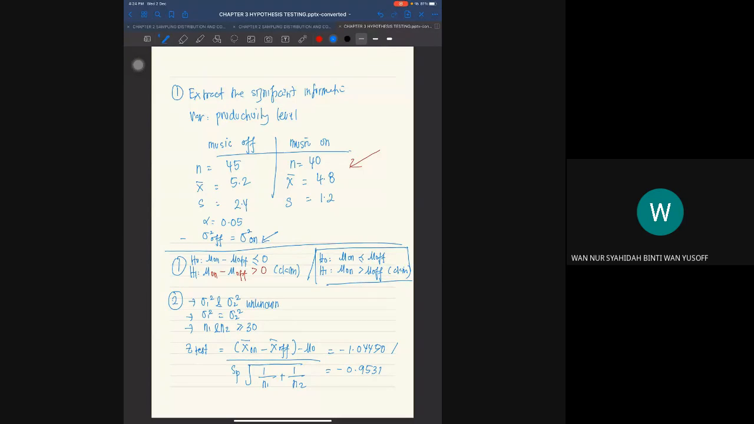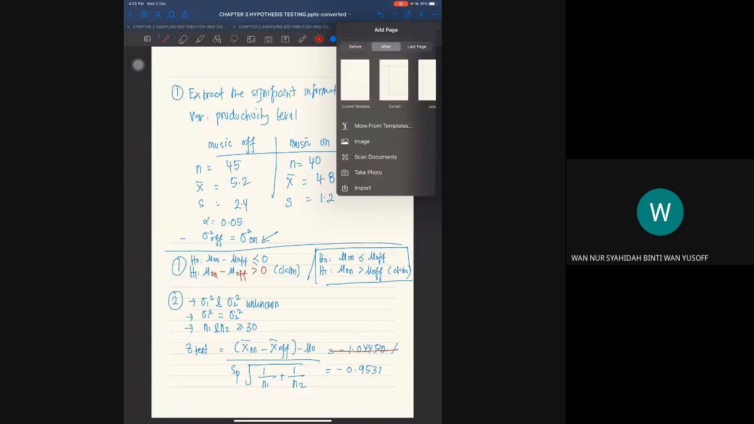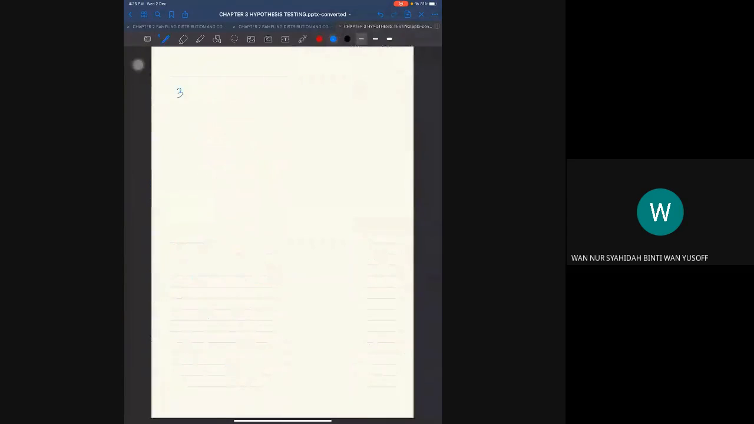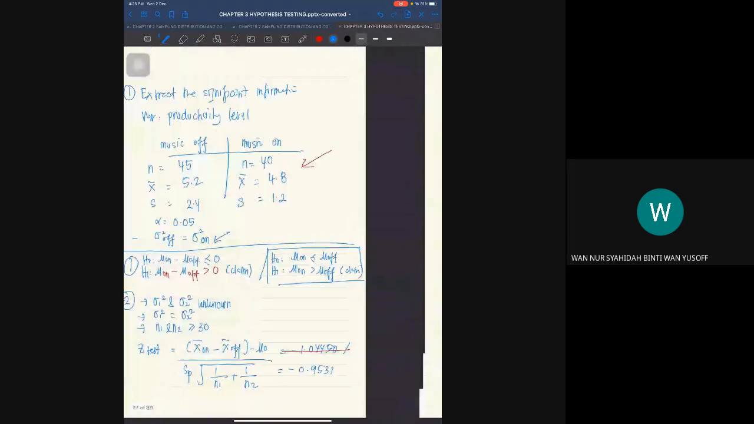So you can check your answer again. The answer is negative 0.9531. And then the third step is to find the critical value.